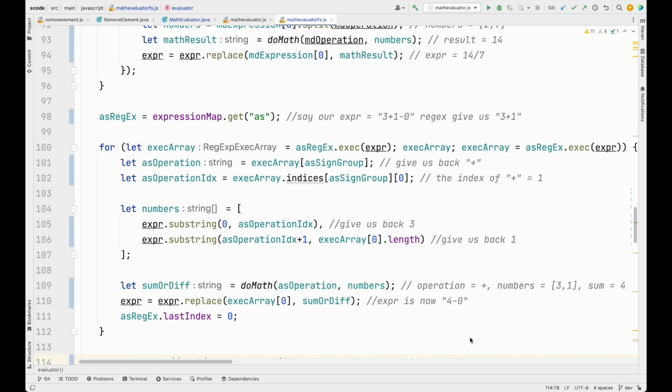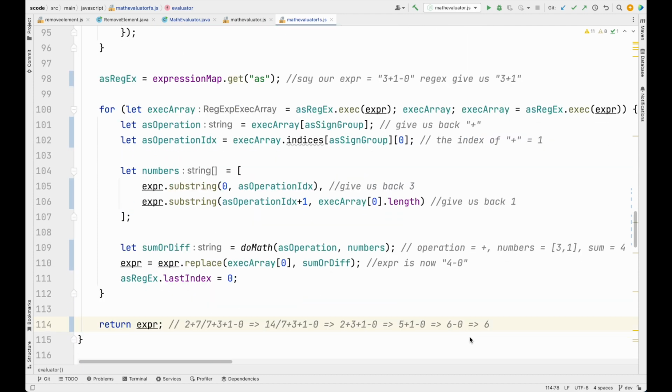Okay, so let's take a full-scale example of how this evaluation function works from top to bottom. Let's take a look at this expression here in the comments, right by the return statement. You have 2 plus 7 divided by 7 plus 3 plus 1 minus 1. So the first thing that's going to happen is the multiplication and division will take place. And this is actually wrong. This should be a multiplication sign.